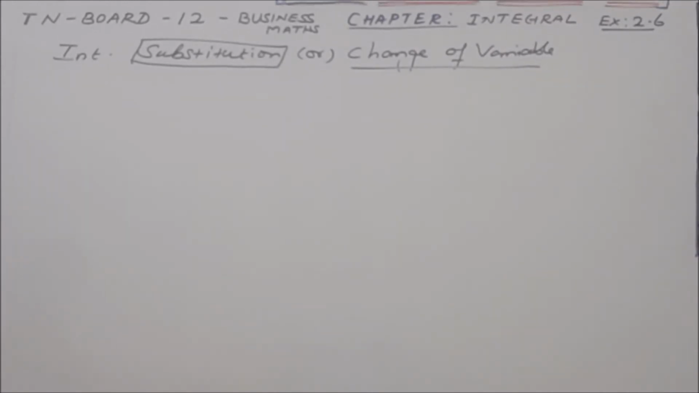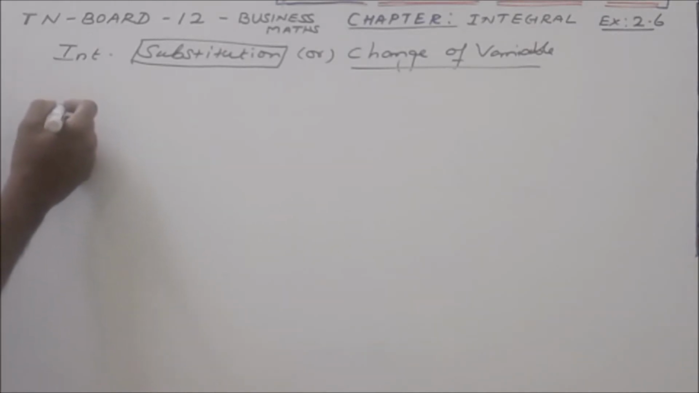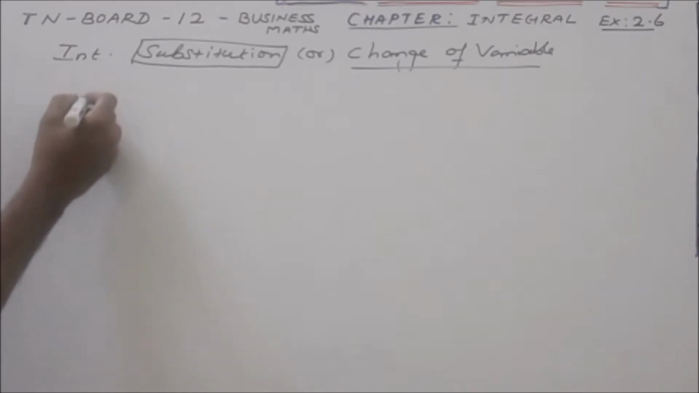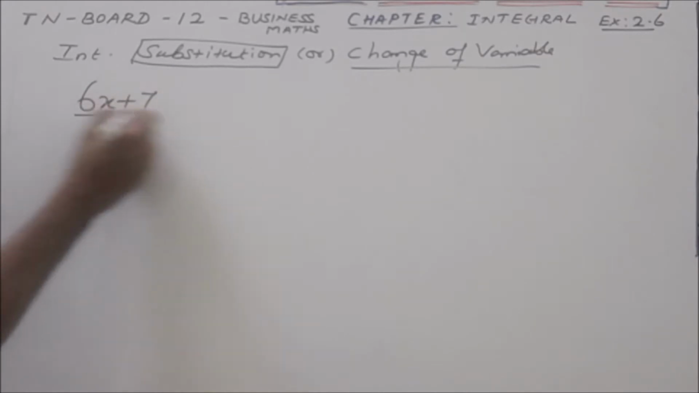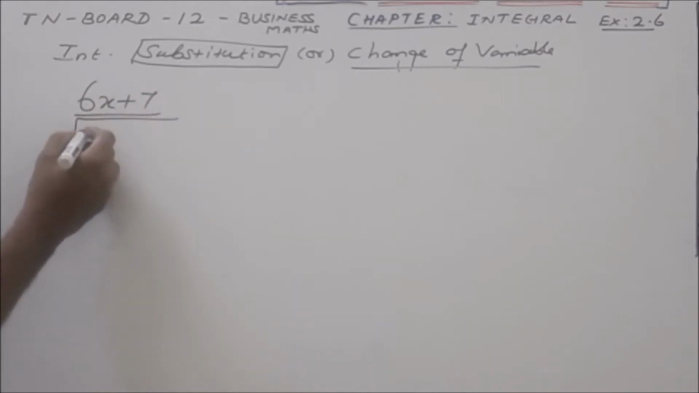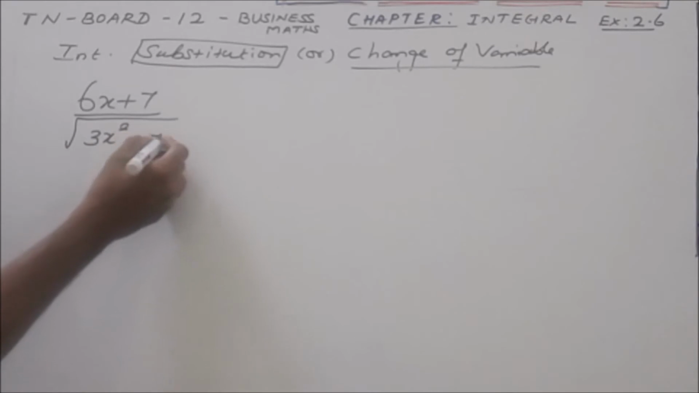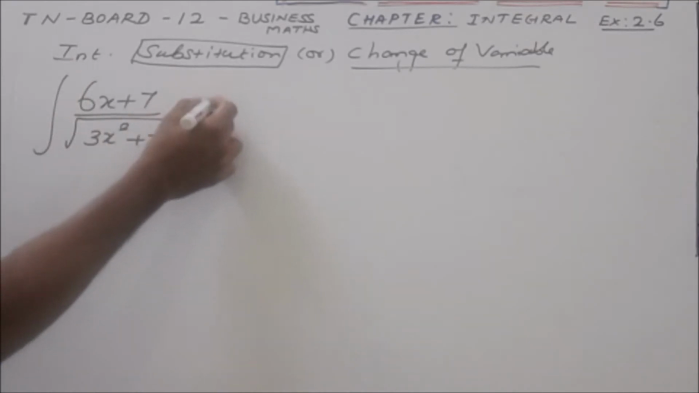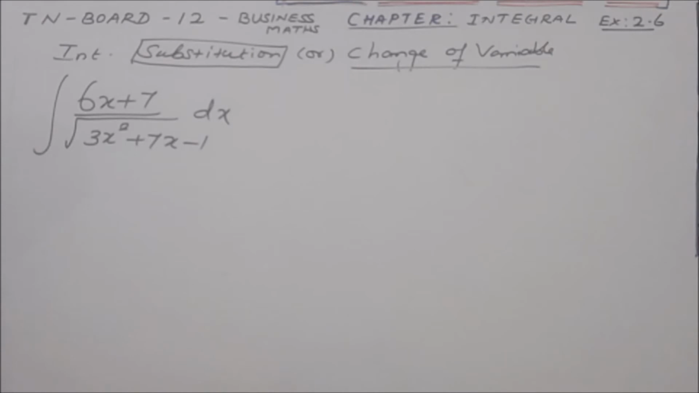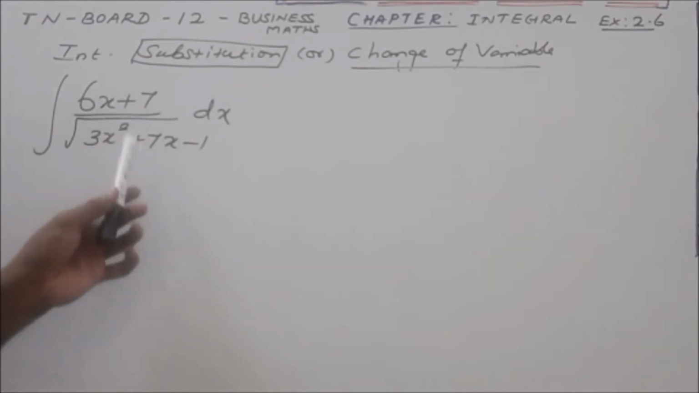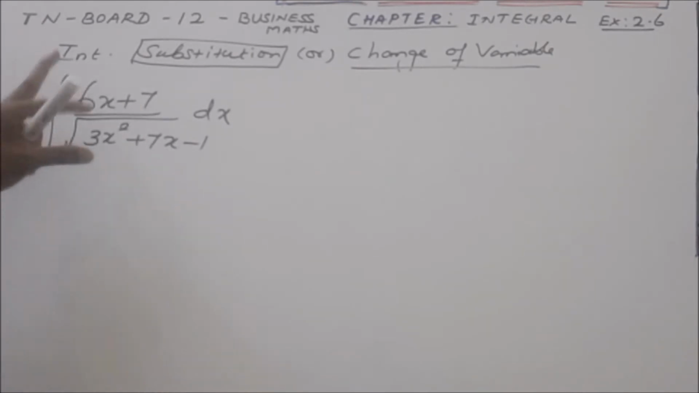Question number 5 we are moving to now. Question number 5 is given in exercise 2.6: integral of 6x plus 7 by root of 3x square plus 7x minus 1 dx. Some different problems in the same type of format will be given in 5 marks, but here it will be 2 marks or 3 marks only.